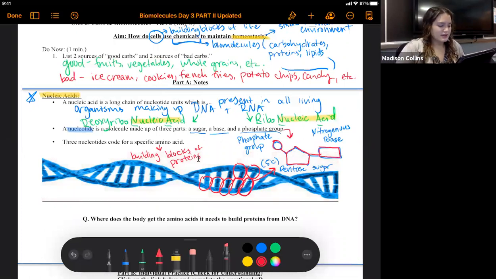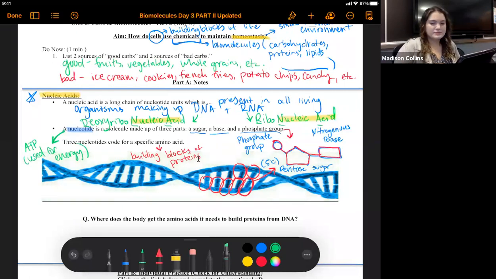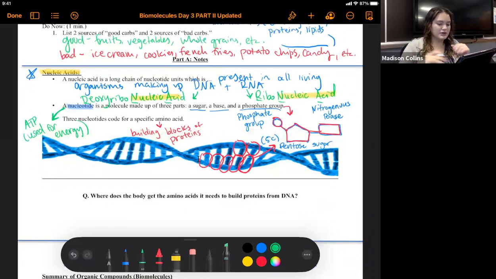All right, I think that's all I need to talk about here. Oh, I do need to add: there are other types of nucleotides, but one specific type of nucleotide is actually ATP. And ATP is used for energy, remember? But ATP is an example of a nucleotide. All right, so nucleic acids, nucleotides, amino acids, got it.